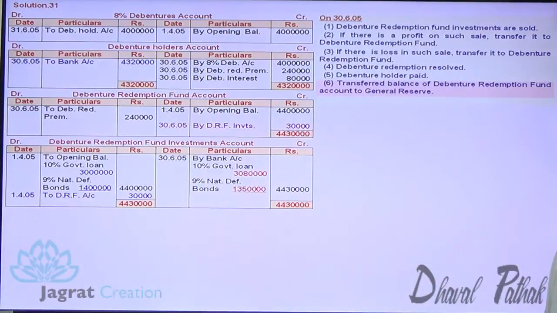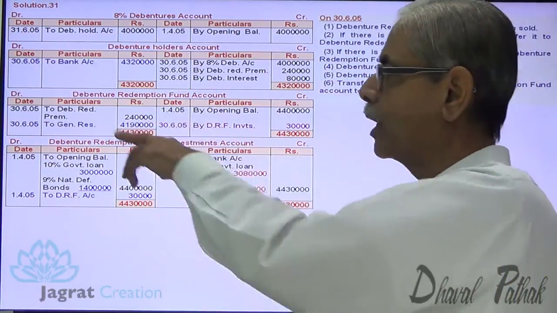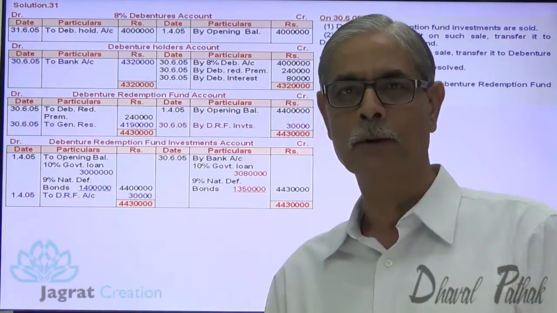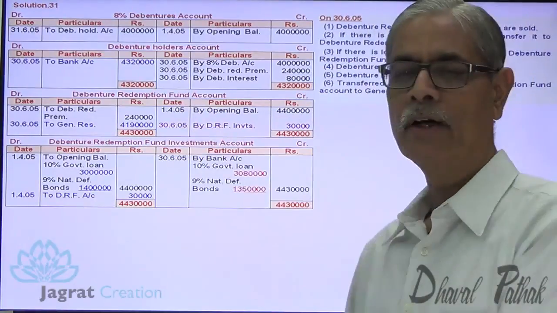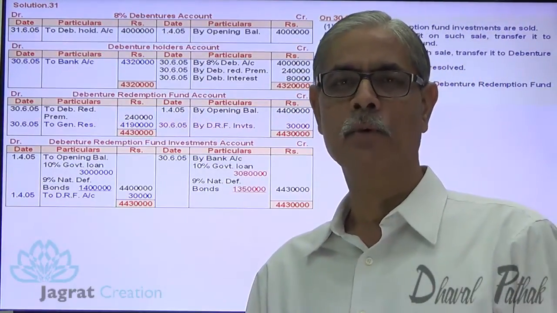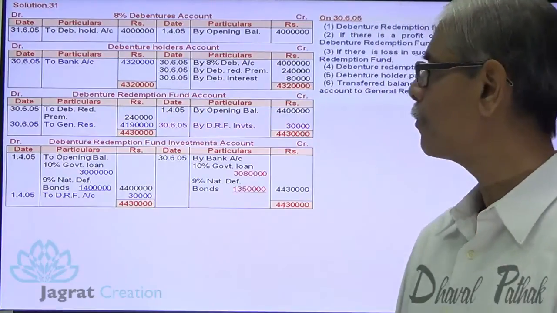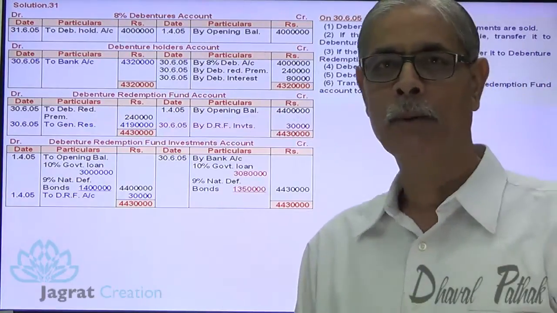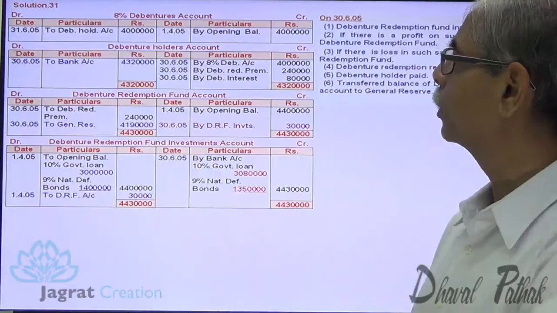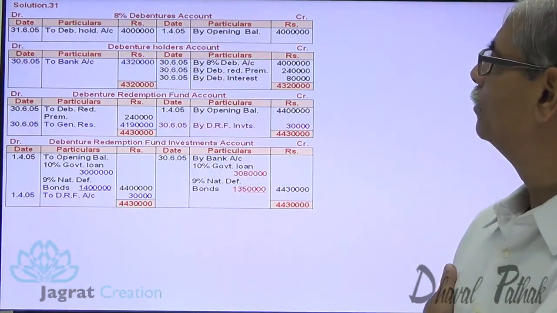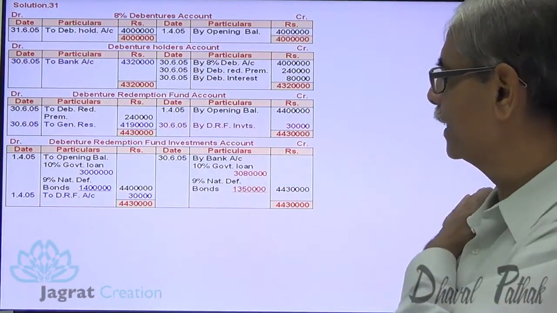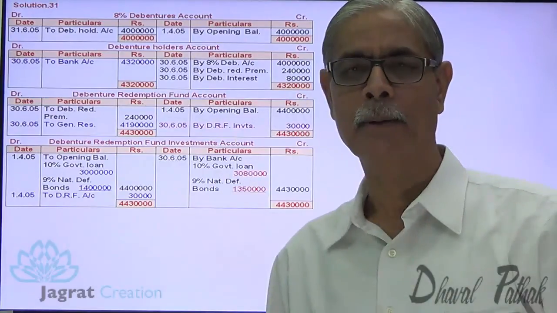So 44,30,000 minus 2,40,000. This is the amount transferred to general reserve. So debenture redemption fund account debit to general reserve account credit. That's the journal entry. So I have prepared all the ledger accounts for you. Let me close this account for your understanding. But all these accounts are already prepared.